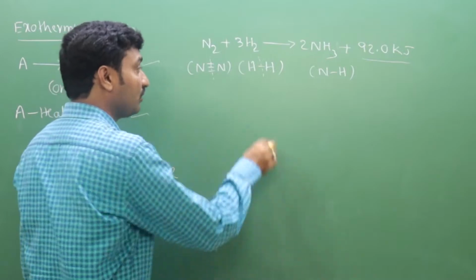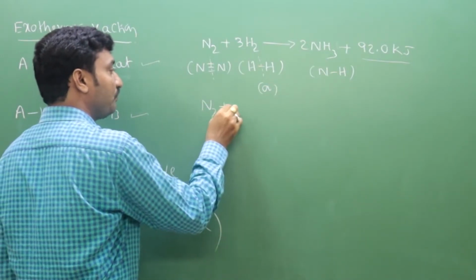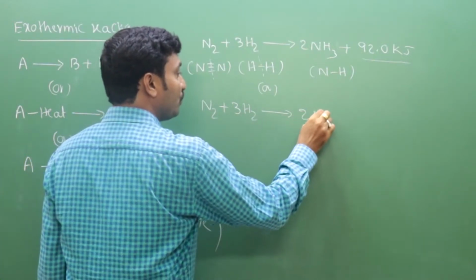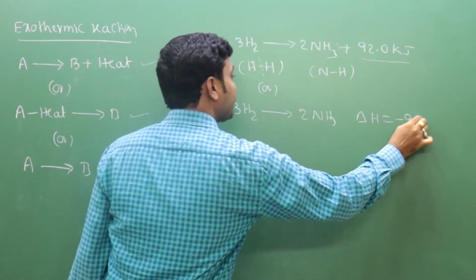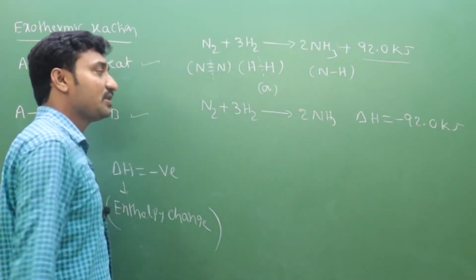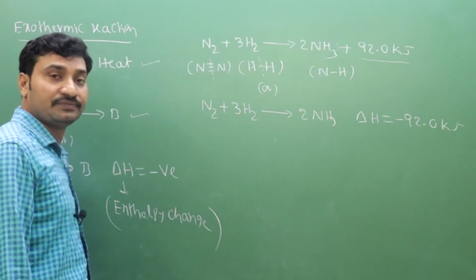Got it? Or you can write it like this also: N2 plus 3H2 gives rise to 2NH3, delta H is equal to minus 92.0 kilojoules. This is also an exothermic reaction. You can write it like this or like this.